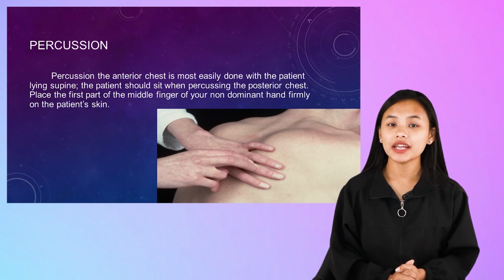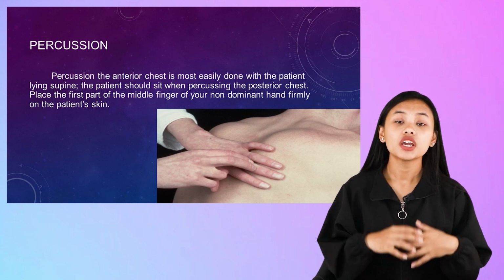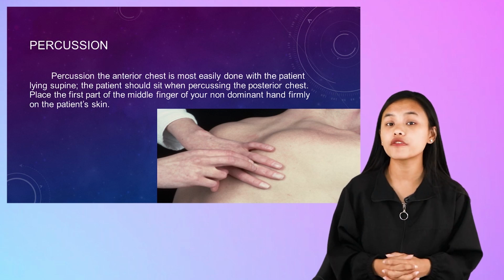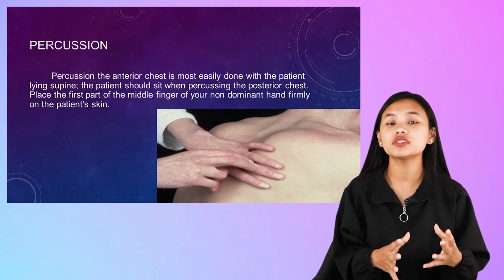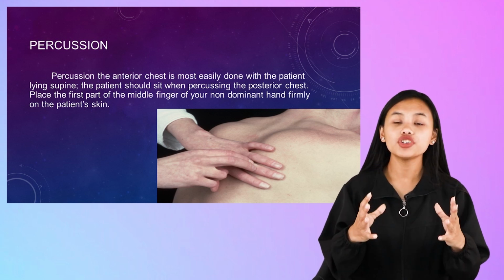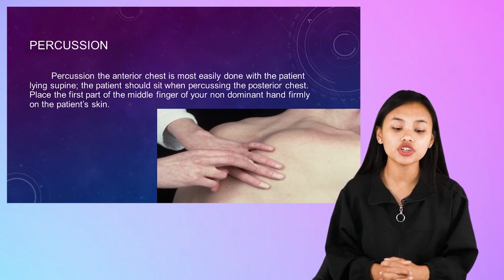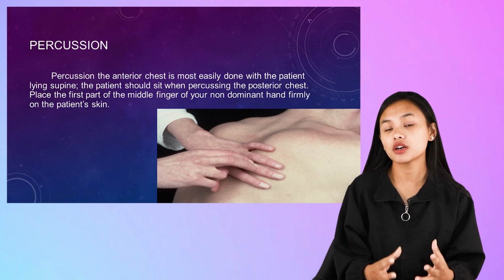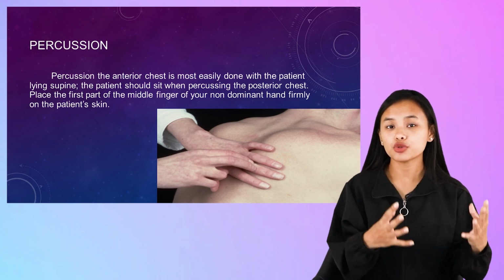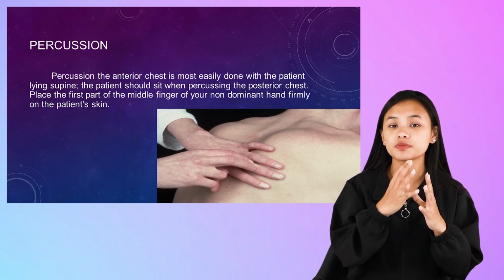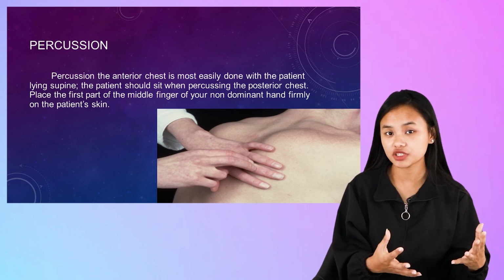After the client has taken the appropriate position, place the first part of the middle finger of your non-dominant hand firmly on the skin of the patient. Then strike the finger placed on the skin with the end of the middle finger of your dominant hand. As I have said, for the anterior chest the client must be in a lying or supine position.